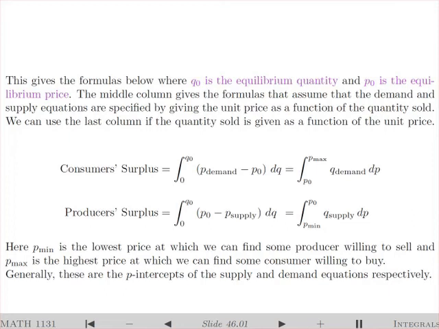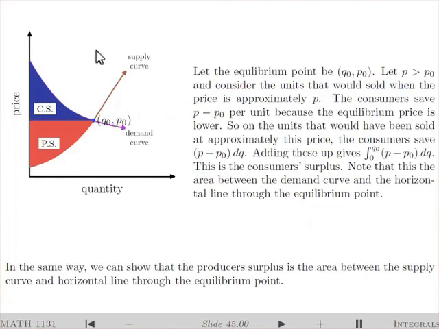If Q naught is the equilibrium quantity and P naught is the equilibrium price, then in the middle column I have formulas for the consumer and producer surplus if the demand and supply equations are given in the form P equals something in Q. If instead we are given the equations in the form Q equals something in P, then we have to look at this picture again and write the area using horizontal strips.